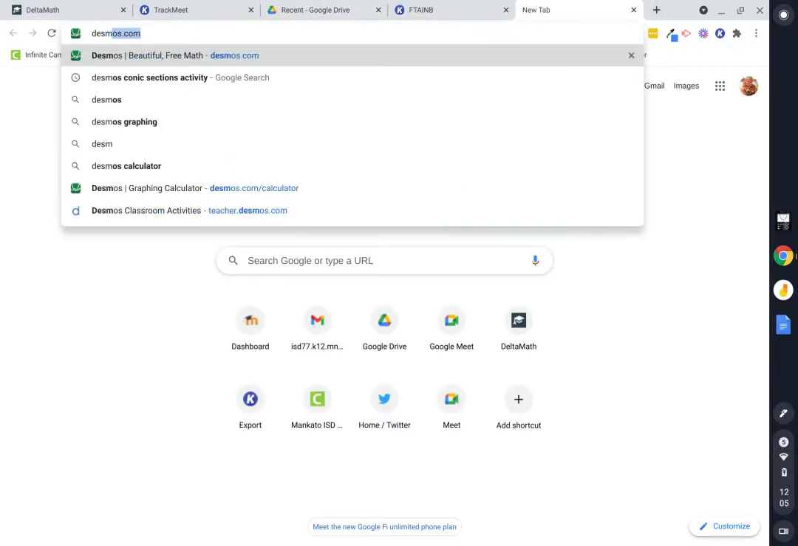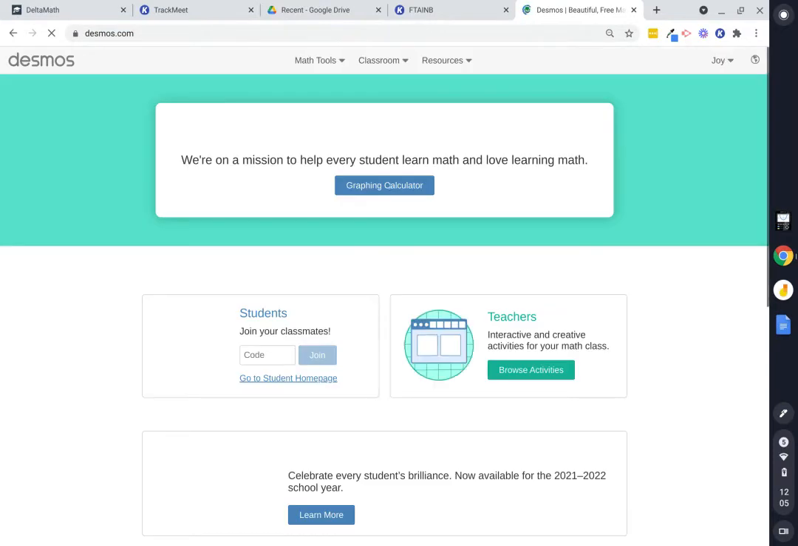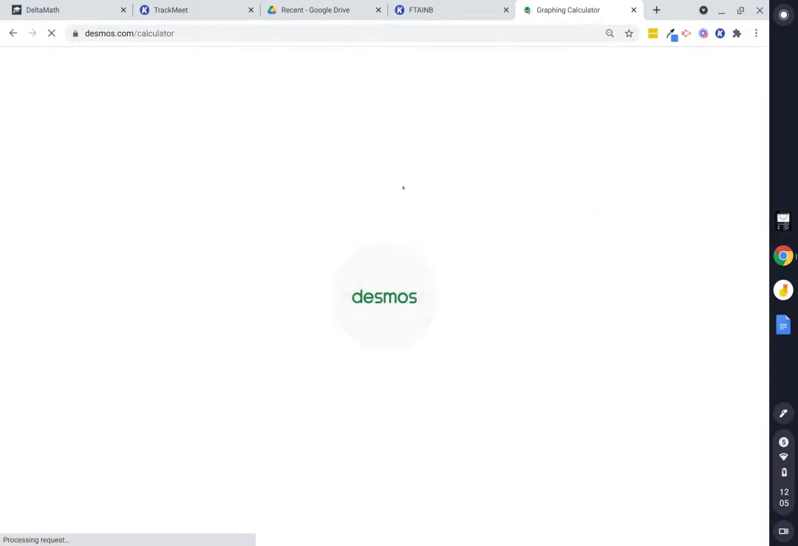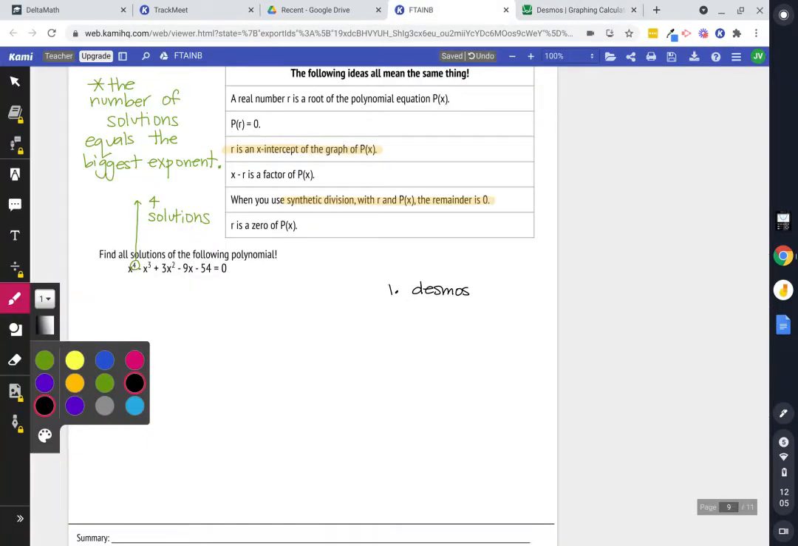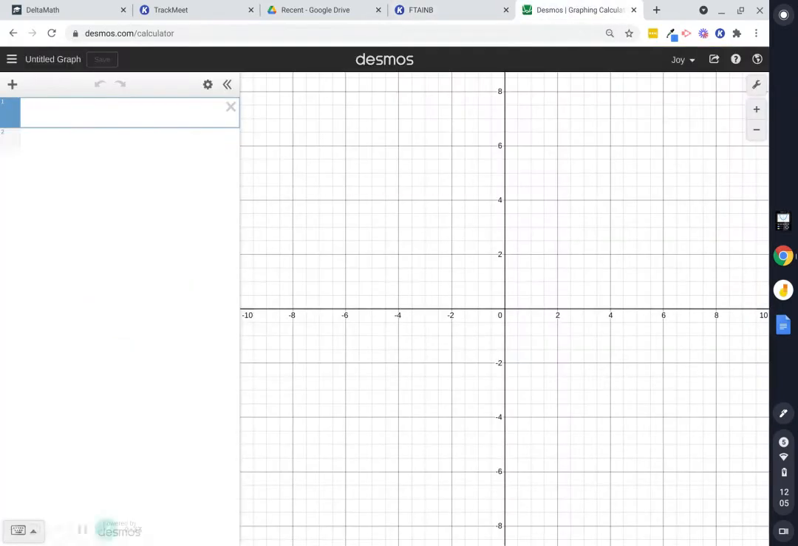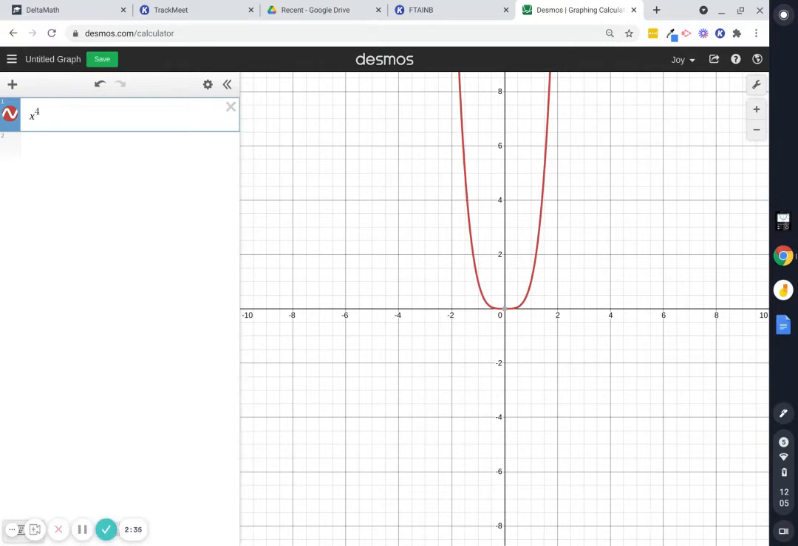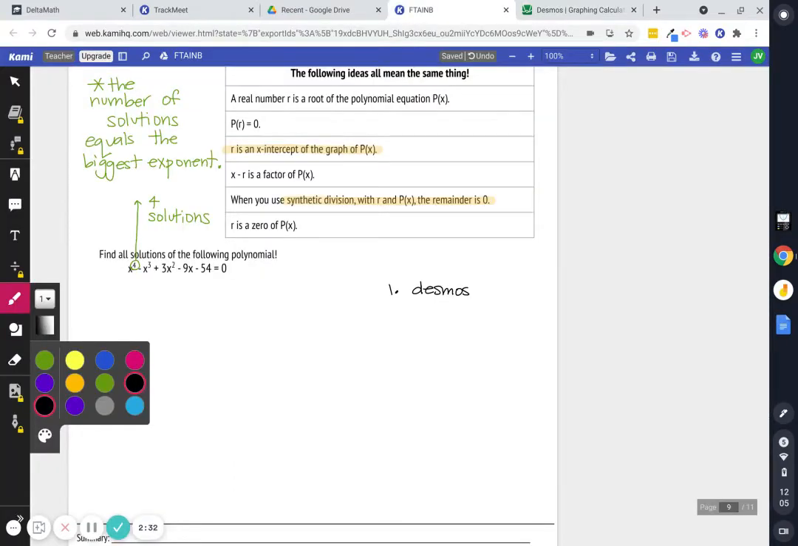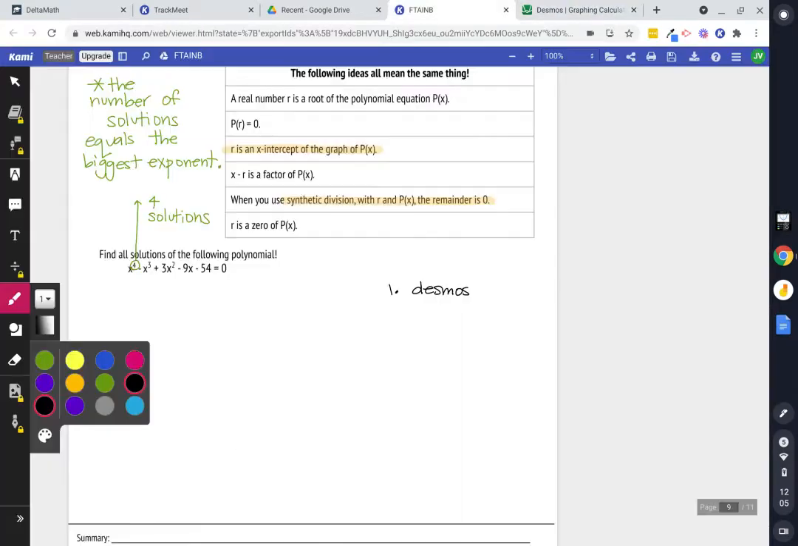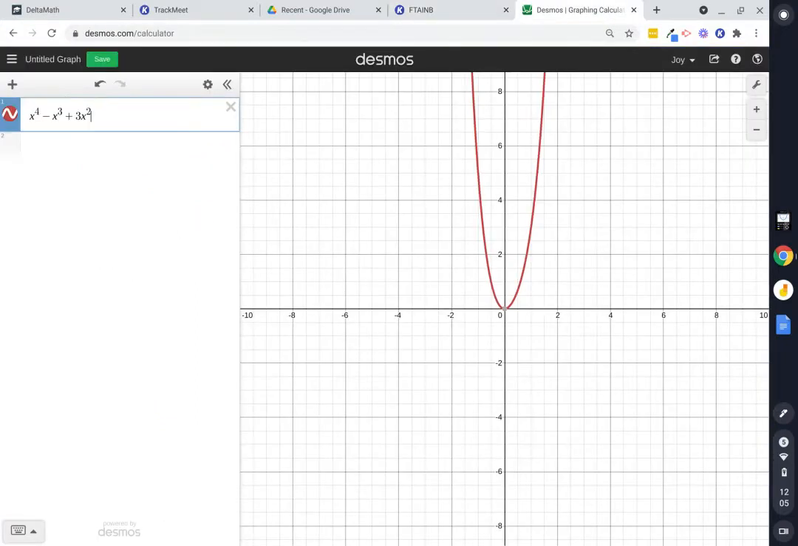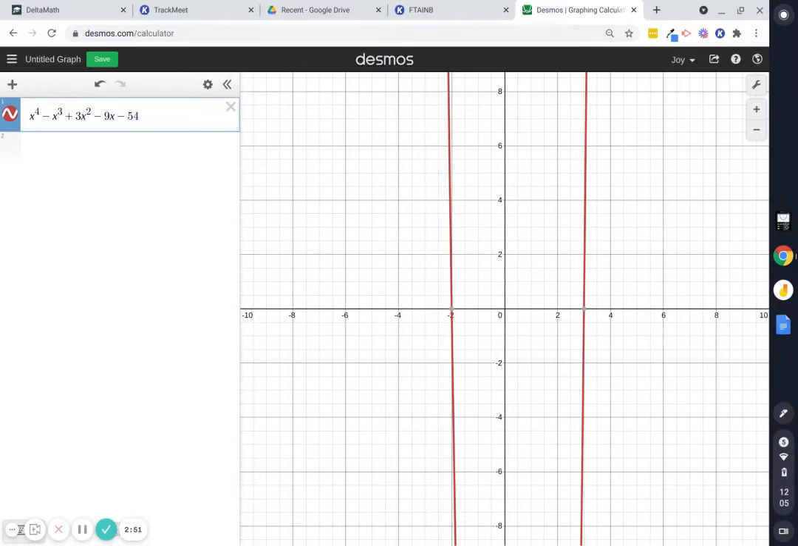So I'm going to go to desmos.com, beautiful free math, go to graphing calculator, and I'm going to type this equation in. Okay, so I've got x to the 4th minus x to the 3rd plus 3x squared minus 9x minus 54. Okay, so there's my graph.